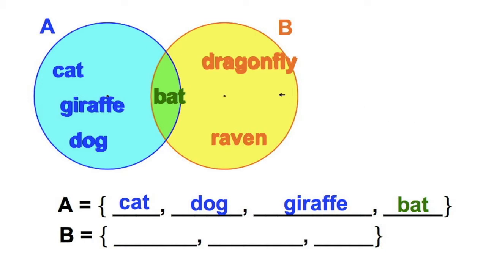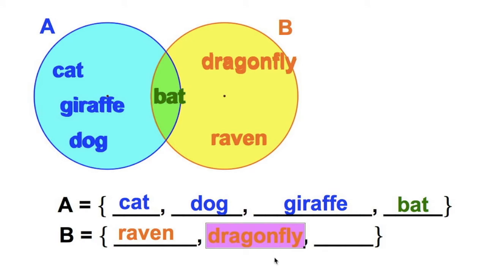And if I look at set B, I see only 3 elements. I'm going to say that I've got raven, I've got dragonfly, and again, I've got bat. So I have 3 elements in the set B, as denoted with the curvy braces, right?